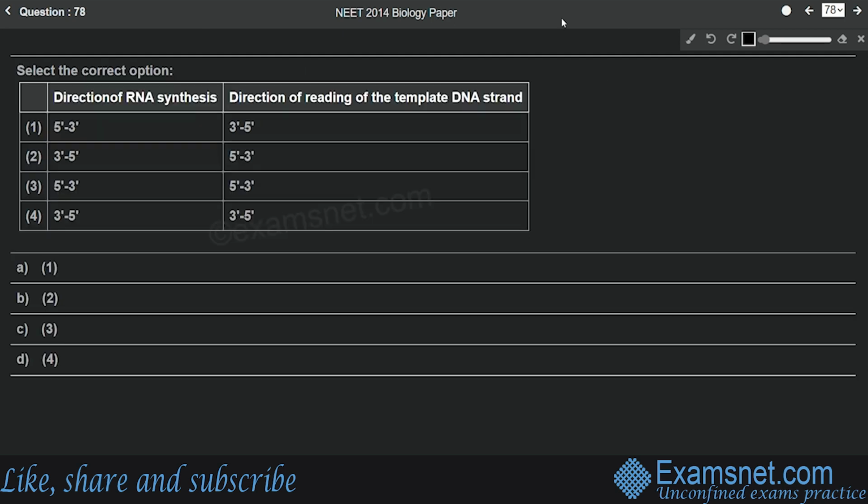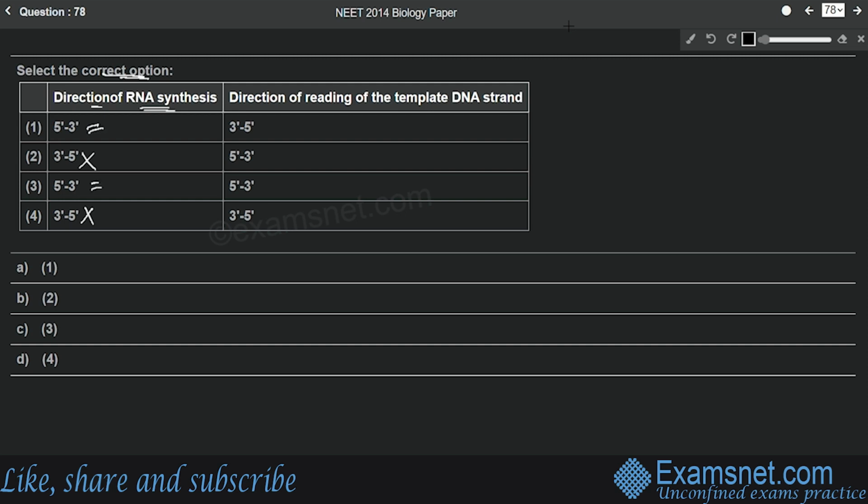Question number 78 is from the chapter Molecular Basis of Inheritance, and the question is, select the correct option. So in the first column we have direction of RNA synthesis. Now we know that the polymerization of RNA takes place only in one direction, that is 5' to 3'. So 3' to 5' will be incorrect. Only 5' to 3' direction will be correct.